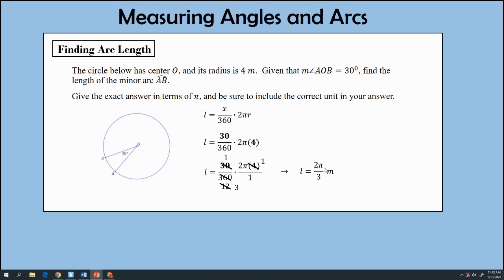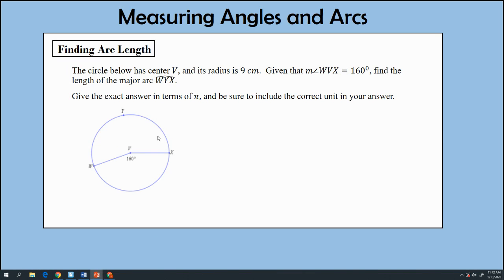Okay, just to give you an idea of what that is, if I took 2 times pi and divided it by 3, I get about 2.1. So if we did round to the nearest tenth, that would be my answer. Okay, so that's how we find arc length. Let's do another.